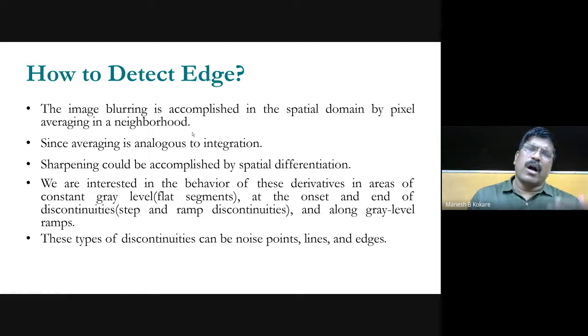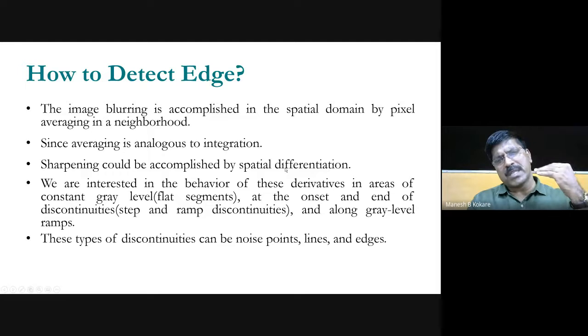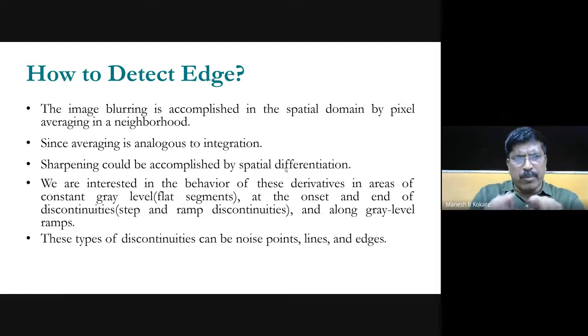But now, either you have to sharpen the image, or you have to find the high spatial frequency component. High spatial frequency component means the intensity difference of consecutive pixels must be high. So you have to use the differentiation operation. Differentiation is nothing but the derivative. So sharpening could be accomplished by a spatial differentiation or derivative.